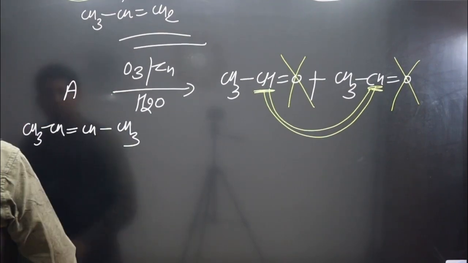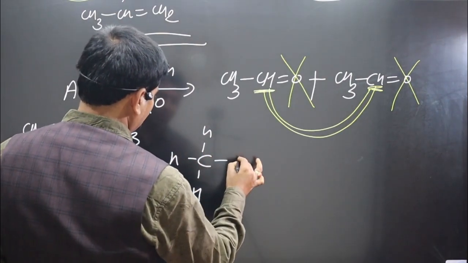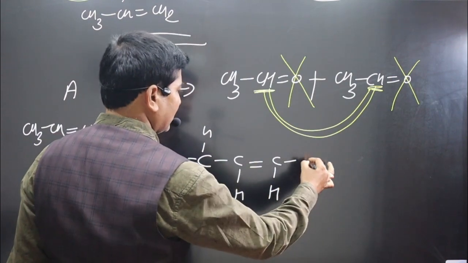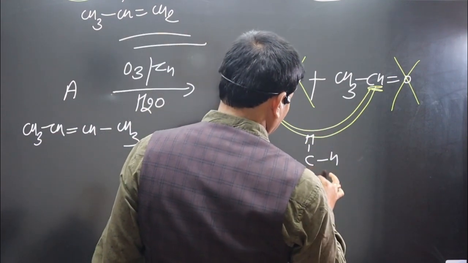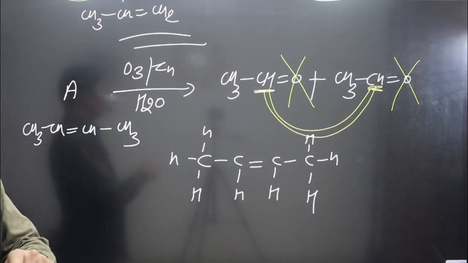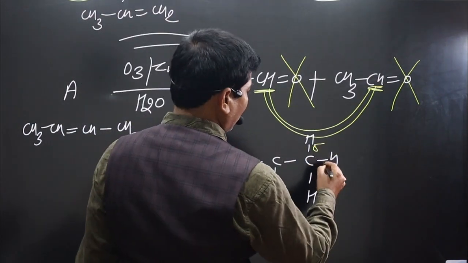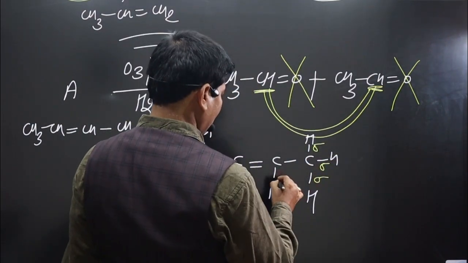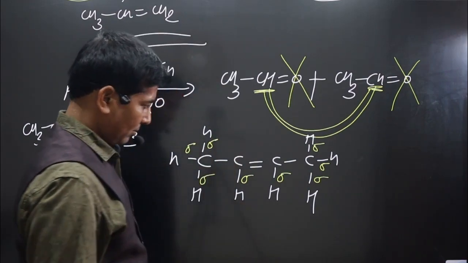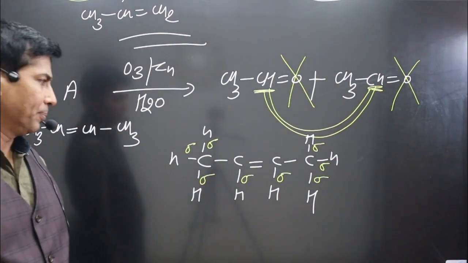So we have carbon, hydrogen, hydrogen, hydrogen, CH3. Then CH is there, with hydrogen. Then double bond C and H is there. And then C with H, H and H. Carbon-hydrogen, how many sigma bonds? 8 sigma bonds. A single bond is always a sigma bond. I mentioned only carbon-hydrogen, not carbon-carbon sigma bonds.